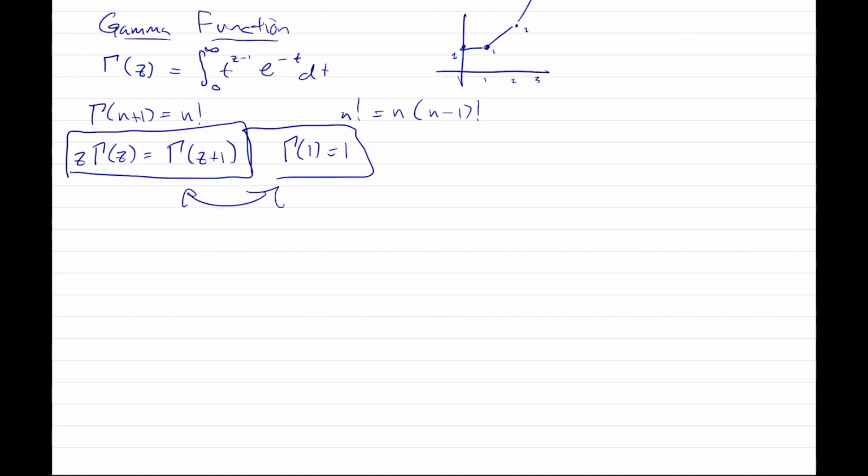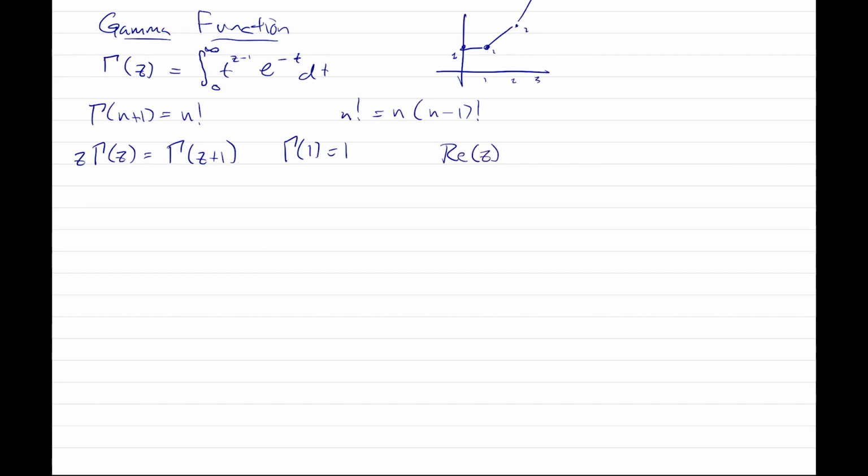And so this is really how you get a nice generalization of the factorial to all real numbers or all complex numbers. It isn't actually all complex numbers, but say all complex numbers where the real part of z is bigger than 0. Okay, so let's go ahead and just prove this property real quick, and then we'll move on.